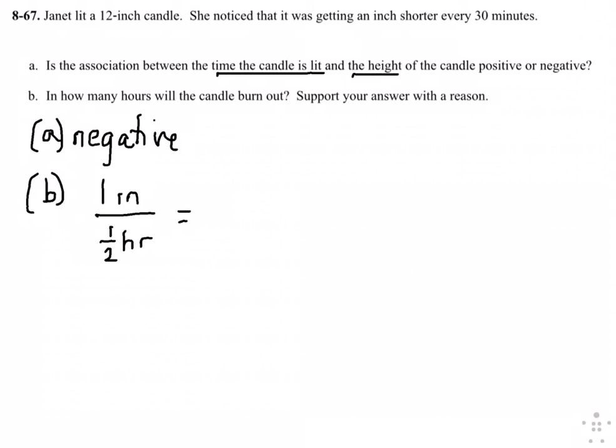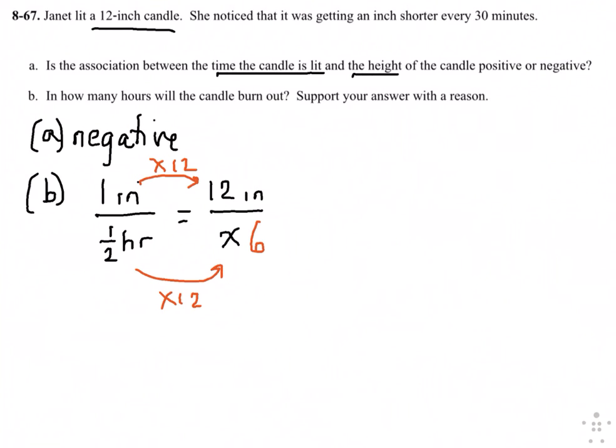And then we want to find out when the candle burns out, and I'm assuming they mean that the candle is completely gone. So how long it will take for 12 inches, right? And this is the unknown x. So in the numerator, we went from 1 to 12 by multiplying by 12. So that means we have to do the same in the denominator, right? And a half times 12 gives us 6. So this means that for B, it would take 6 hours for the candle to disappear or burn out.